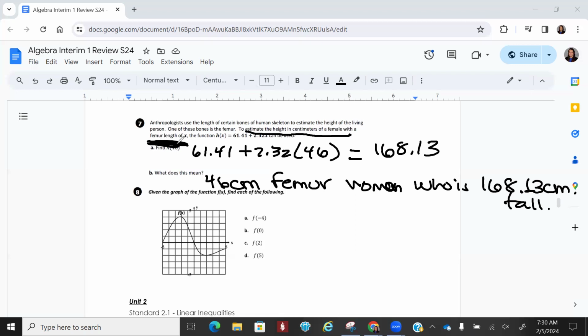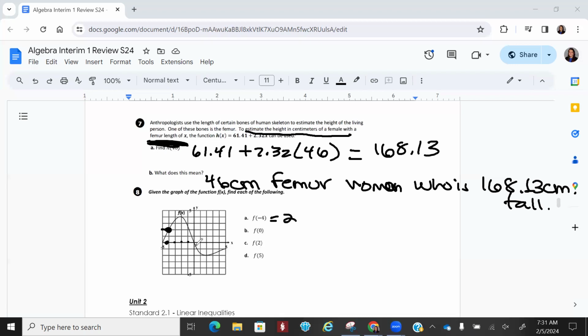All right, number 8, there's definitely one of these on your test. So this says F of -4. So we're going to go over to where X is -4, and we're going to go up to where it meets the line. Now that Y value is 2. So that's where it equals.